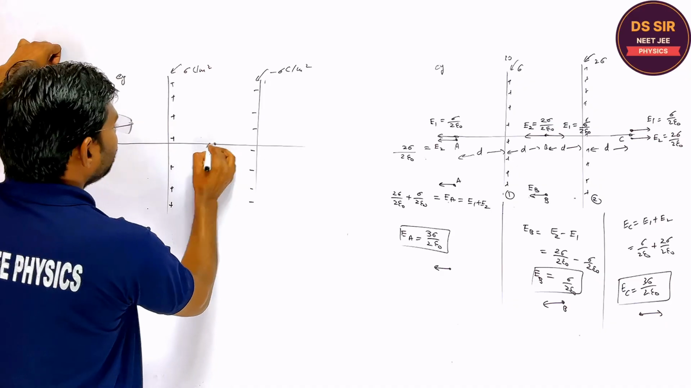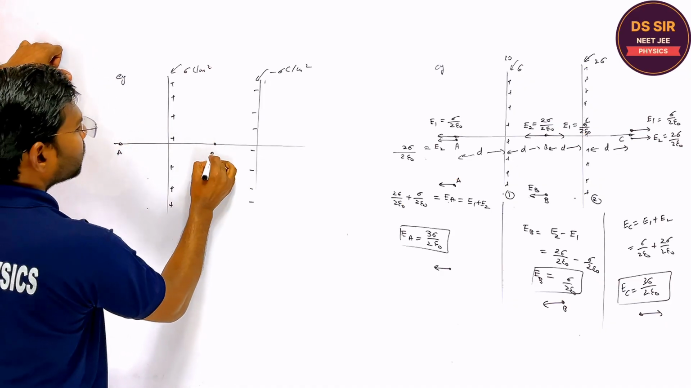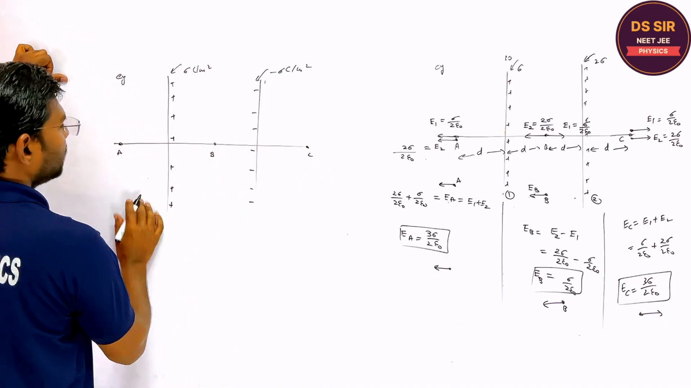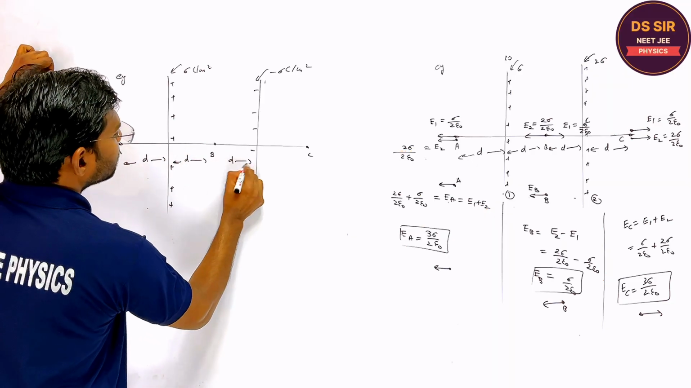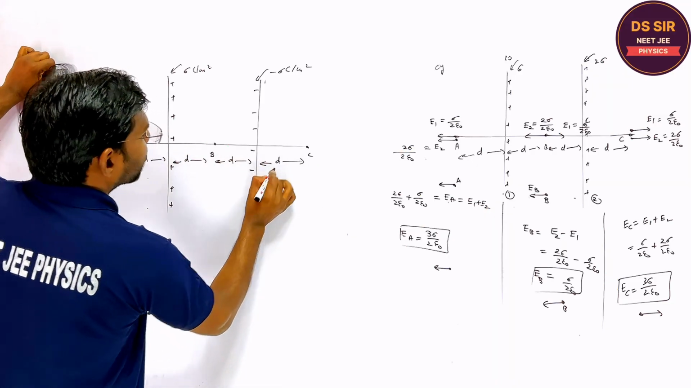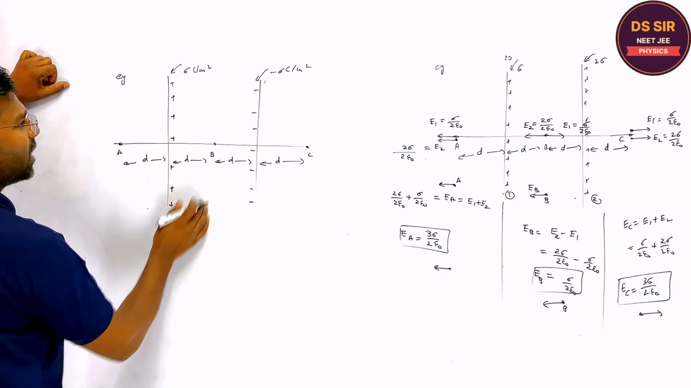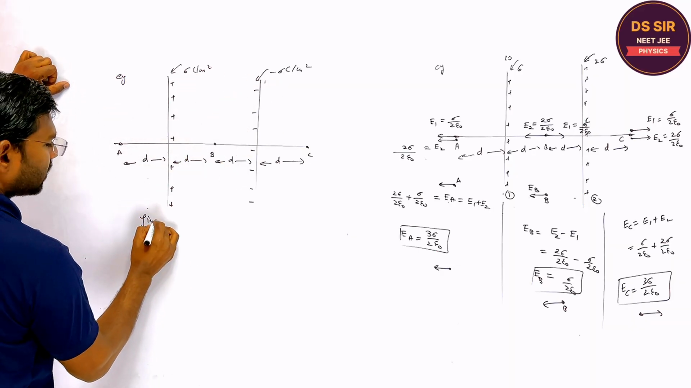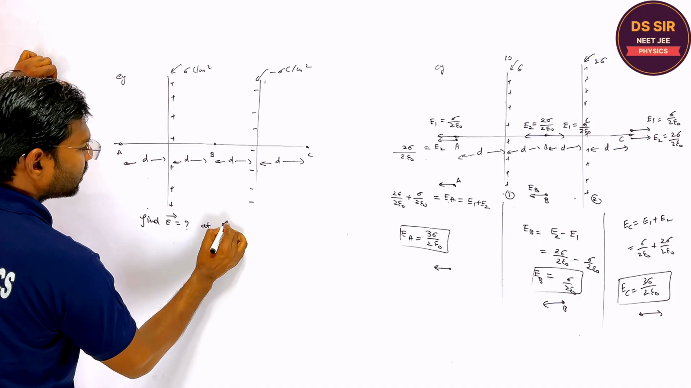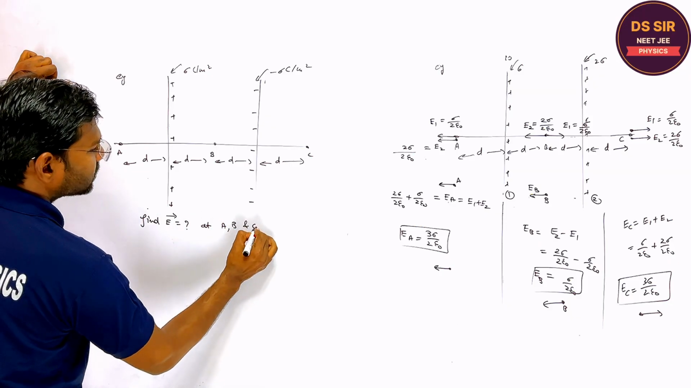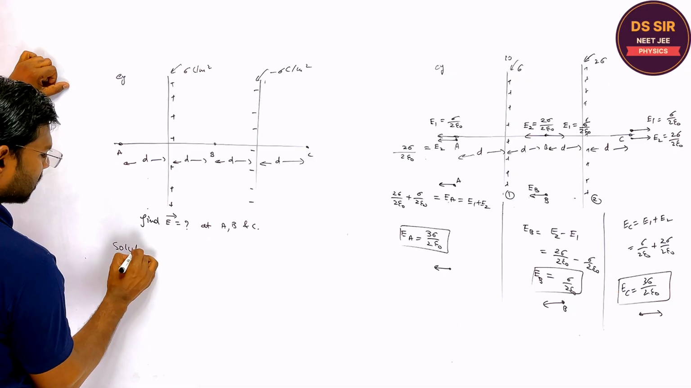Again, there are 3 points. This is point A, B, and this is C. The distance is D. This is D. This is also D. This is sigma. This is minus sigma. Can you find the electric field? You have to find the electric field at points A, B, and C. This is the question.